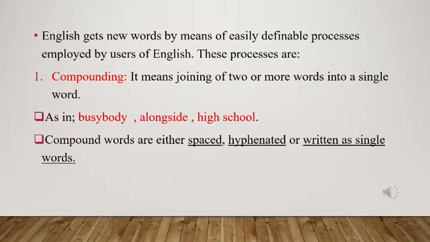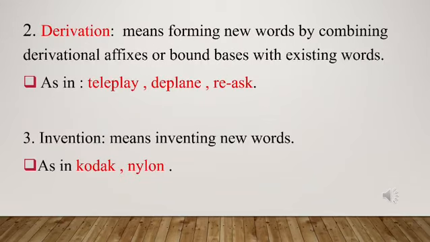It means joining of two or more words into a single word. For example, busy boy, alongside, and high school. Compound words are either spaced or hyphenated or written as single words. The second process is derivation, which means forming new words by combining derivational affixes or bound bases with existing words, as in teleplay, deplane, re-ask.